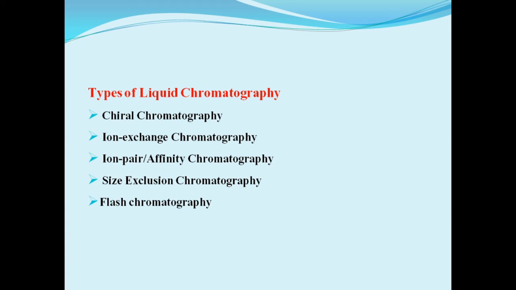Next type of liquid chromatography is size exclusion chromatography, also known as gel permeation or filtration chromatography. Separation is based on the molecular size or hydrodynamic volume of components. Elution rate of the molecules depends on their size. Molecules that are too large for the pores of the porous packing material on the column elute last.